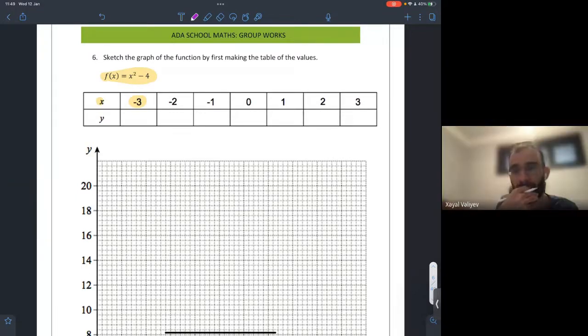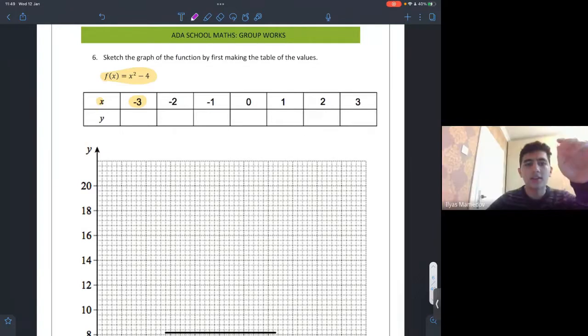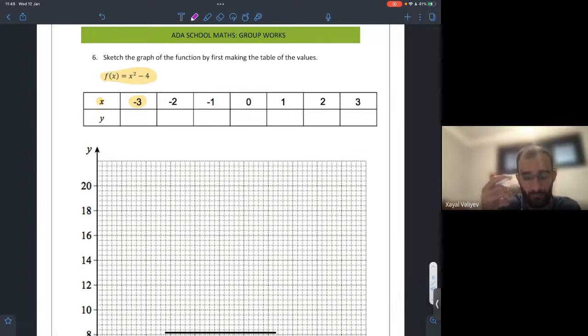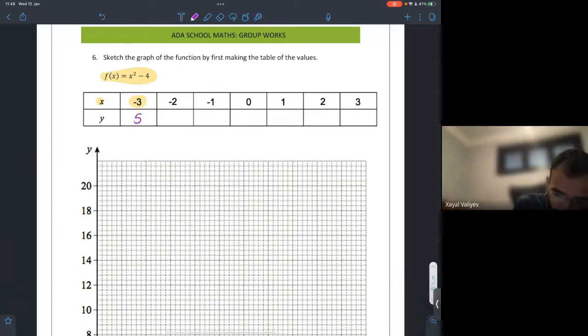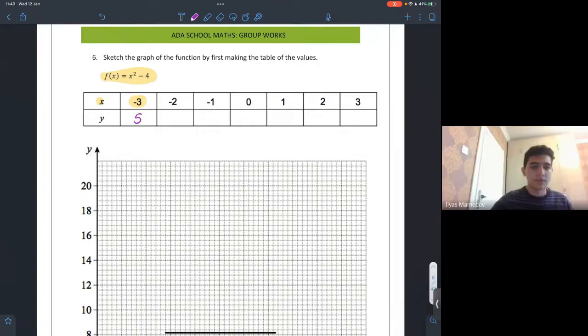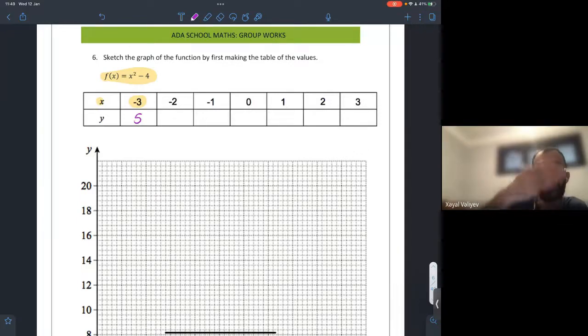Yes, Ilyas? We should write y equals negative 9 minus 4, yes? We should change x with y. It will be 5 then, right? Yes, 5. So basically at negative 3, the function produces 5. But what about at negative 4, at negative 2, Hamida?